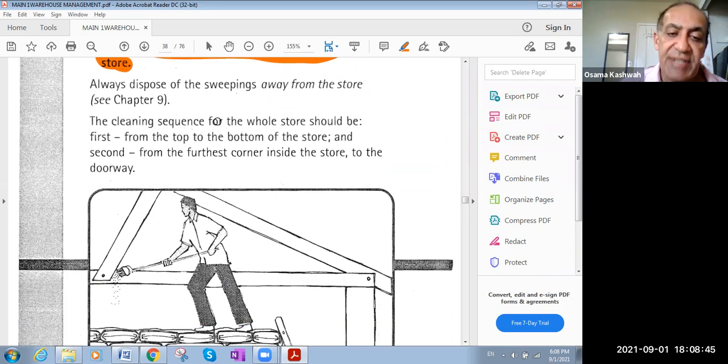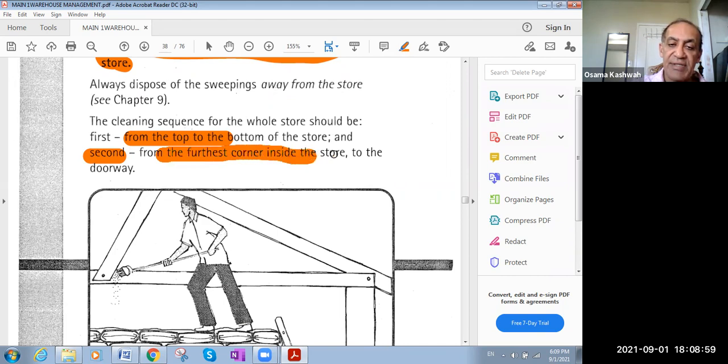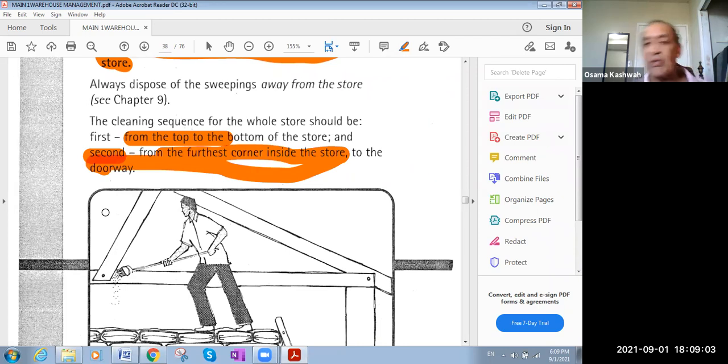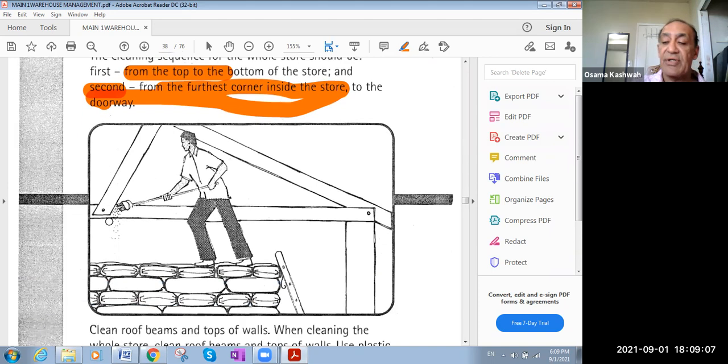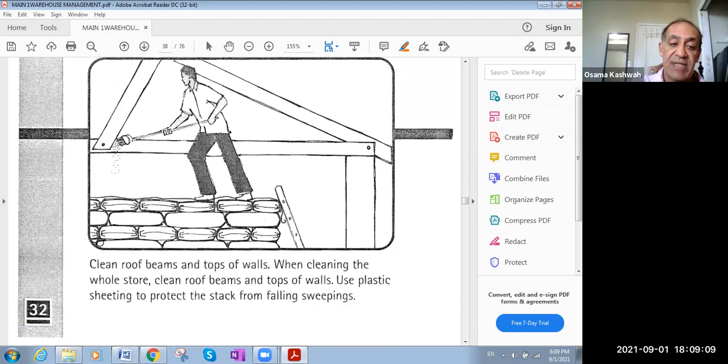The cleaning sequence of the whole store should be first from the top to the bottom. When you start to clean, clean from the top to the bottom of the store. And second, from the furthest corner inside the store to the doorway. So from the corners to the doorway. This is how you clean.